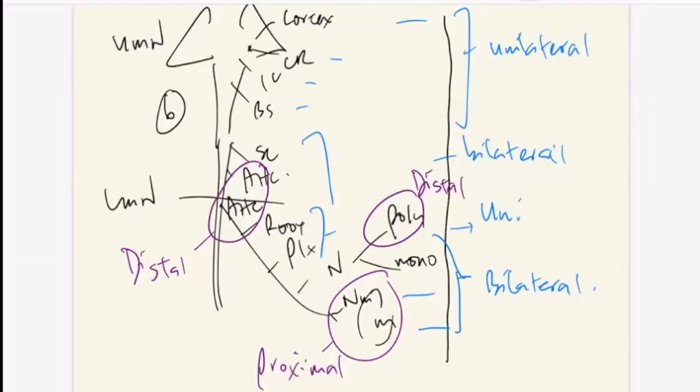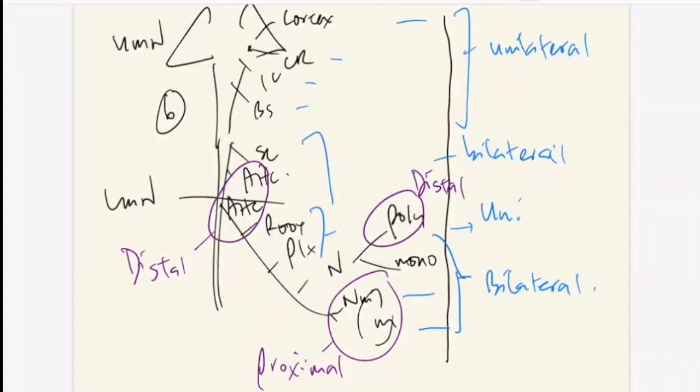Which are the one? Could it be upper motor neuron or lower motor neuron? Is there any upper motor neuron lesion which are bilateral and proximal? Could it be cortex, corona radiata, internal capsule, and brainstem? Answer is very unlikely. They are all unilateral mostly.